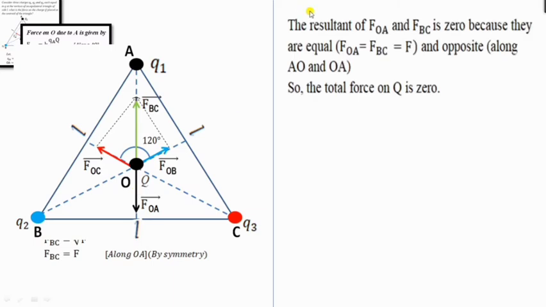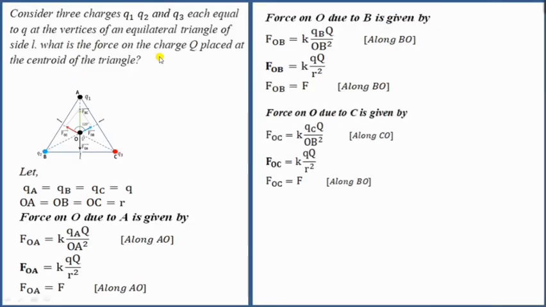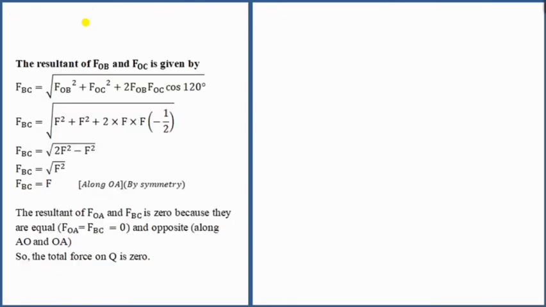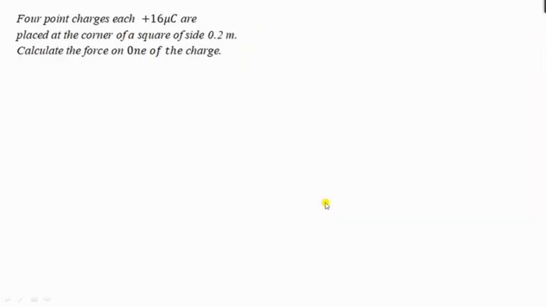So I am writing the resultant of FOA and FBC is 0 because they are equal. We already know the magnitude is F and they are opposite. One is going along O to A, another is going along A to O. So OA and AO, equal and opposite, so the total force on Q is 0. So this is the whole answer together. You can pause the video and copy. So this is the first page and this is the second page, and this is the next question.